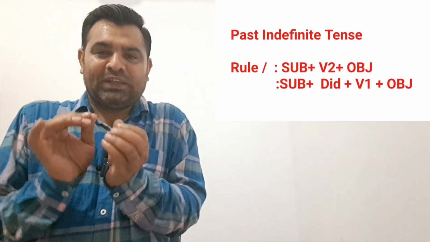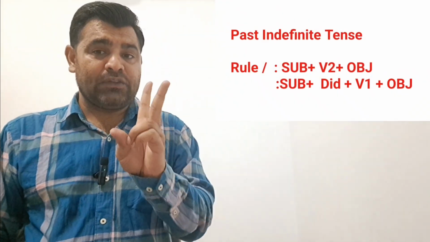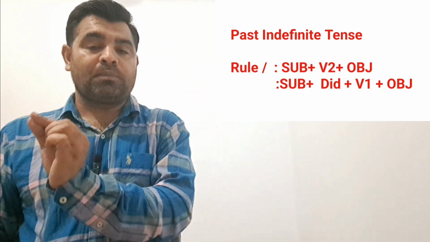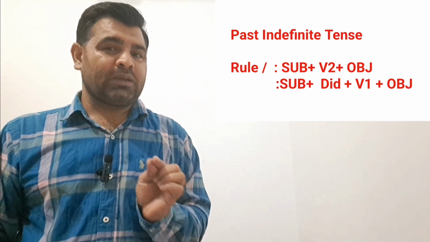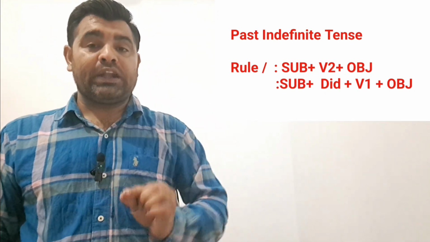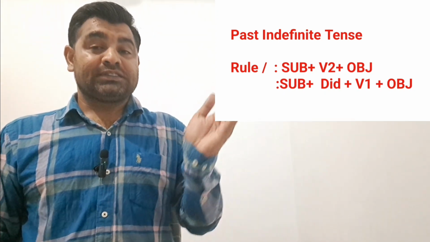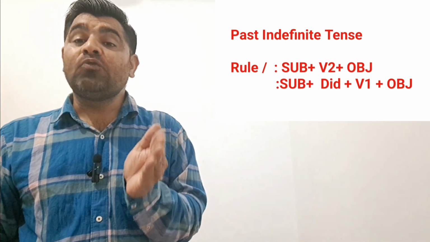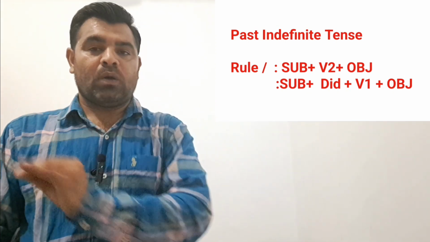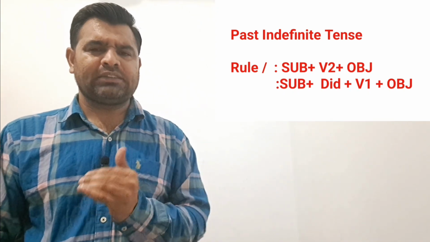Now move to the past tense. Past tense is very simple. In this, you have to use the second form. The formula is subject plus V2 plus object. I repeat again, subject plus V2 plus object. But when you use negative and interrogative form, there you have to use subject plus V1, and the helping verb will be did, plus object.